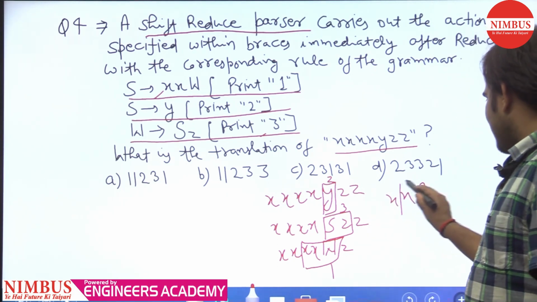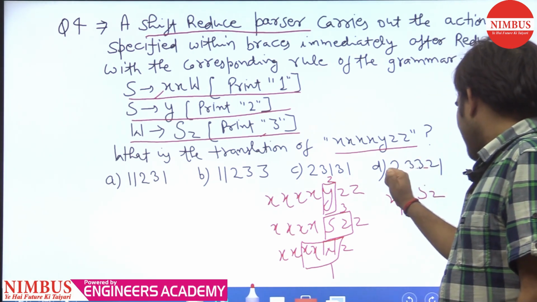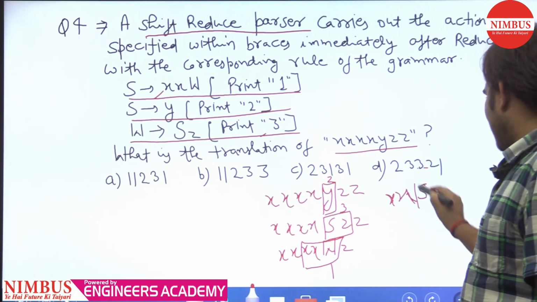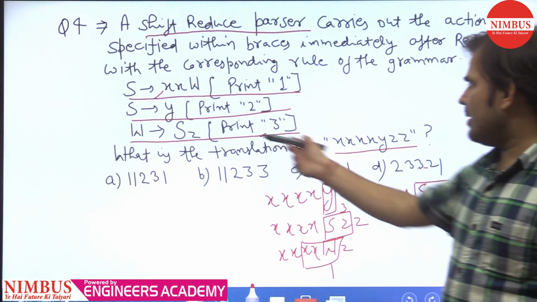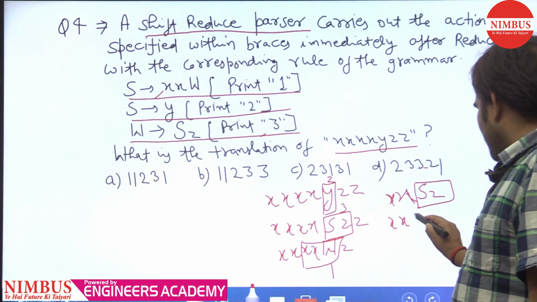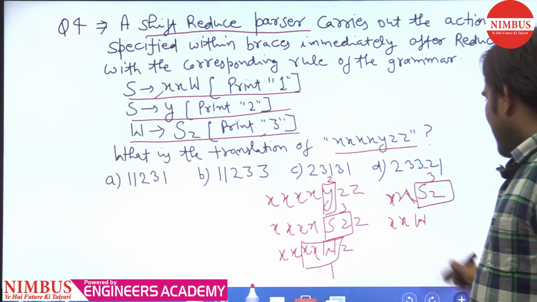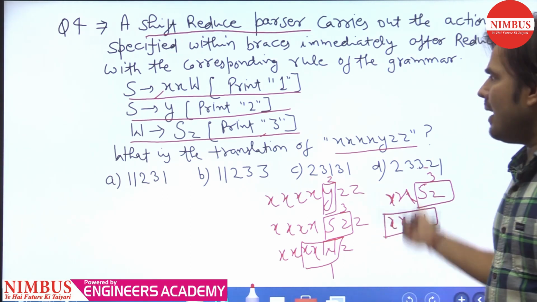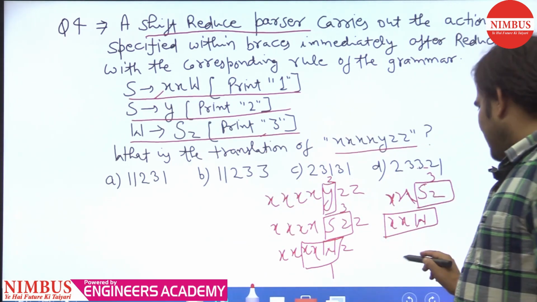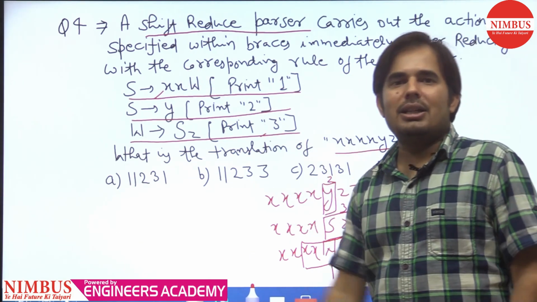Next handle is this sz, next handle is not xz, next handle is what, this sz. Okay, so this sz you can handle through the w, so xxw, and here you can print 3. Again this xxw you can handle by the first production, and you need to print 1. So yes, we are directly getting s, and s is the starting symbol of the grammar.